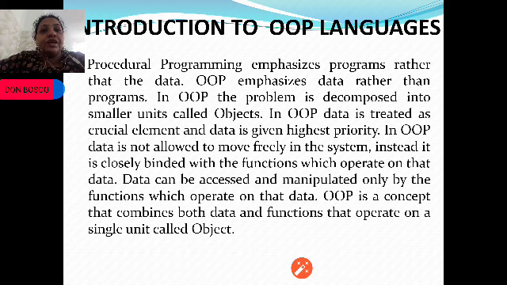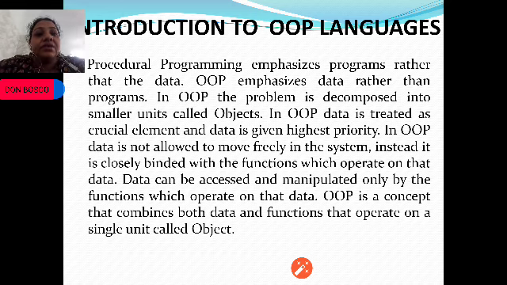In procedural programming, a problem is divided into procedures. In object-oriented programming, the problem is divided into objects. As I told earlier, in procedural programming, a lot of priority is given to the procedure. As in object-oriented programming, the priority is given to the data.